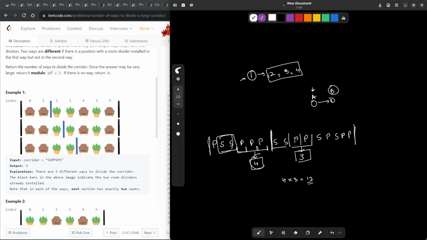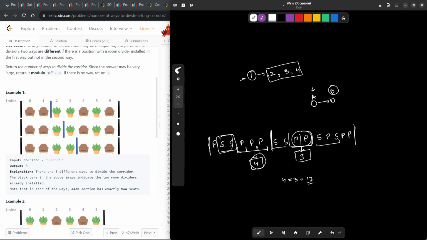So this one has 4 positions and this one has 3 positions. This is the first observation. Now the other observation is, for the last 2 seats, I cannot put up a wall, because otherwise either plants will be remaining or the last corridor will have nothing at all, right?